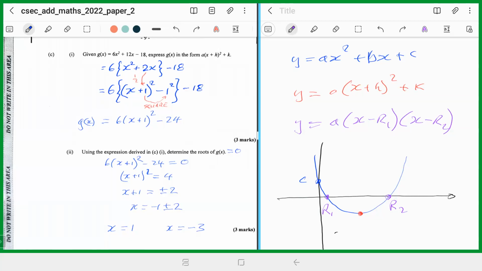So let's talk about why it is maximum when the A is negative and why it is minimum when the A is positive. Let's talk about that a little bit. All right, just in case we didn't know before, I'm using examples to teach the topic.